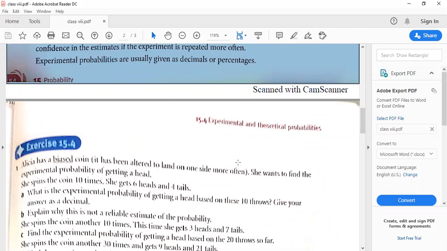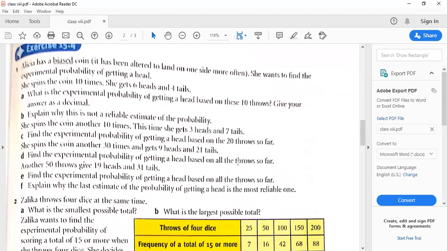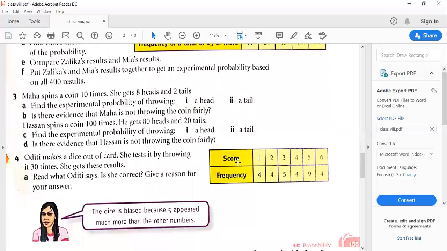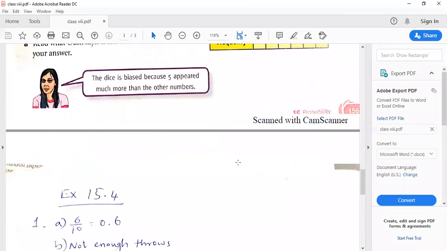Now number B. Explain why this is not a reliable estimate of the probability. Why? Because she just threw only 10, yeah? She must throw more. So the answer is not enough throws.